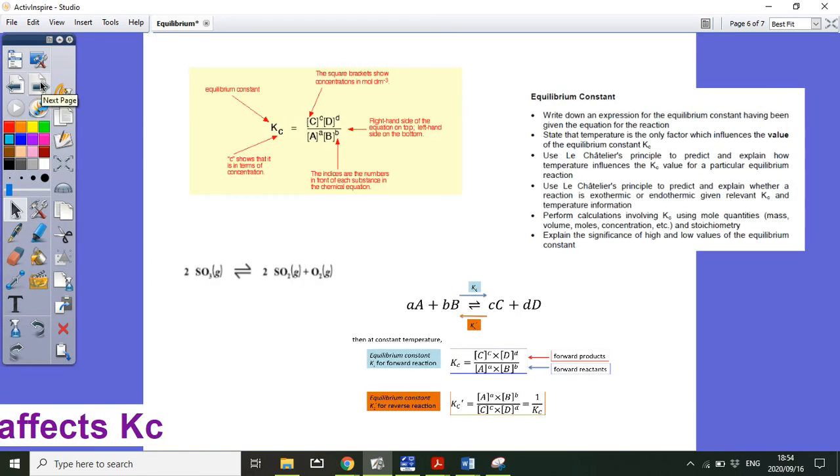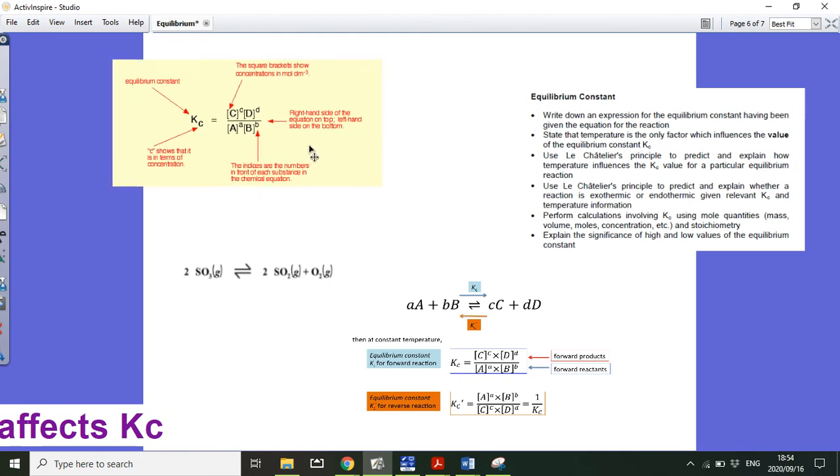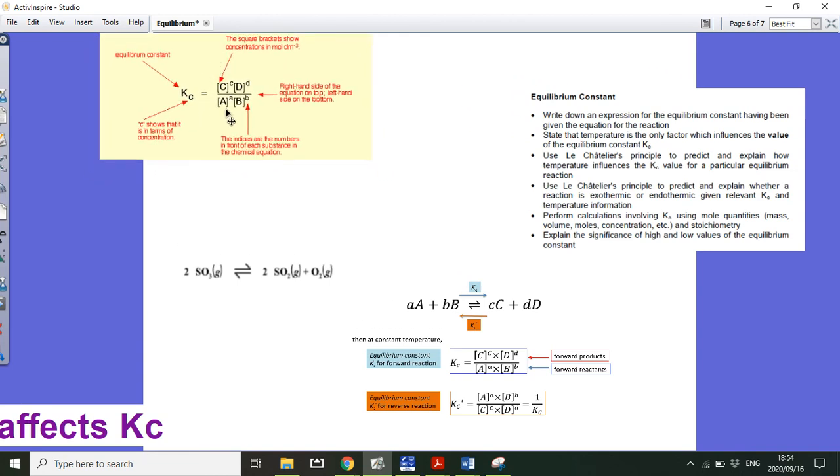Now for the equilibrium constant, I'm not going to do Kc calculations, but just so that you know, Kc, remember, is the products over the reactants. And the numbers there are the coefficients. So for this one, you need to know this, and sometimes just writing that down counts up to 2 or 3 marks. So please get it right.